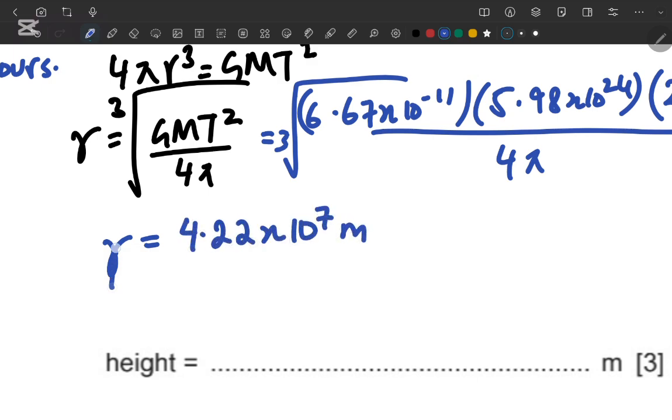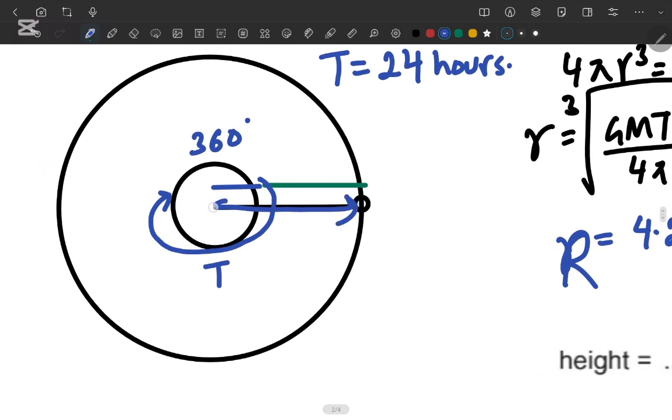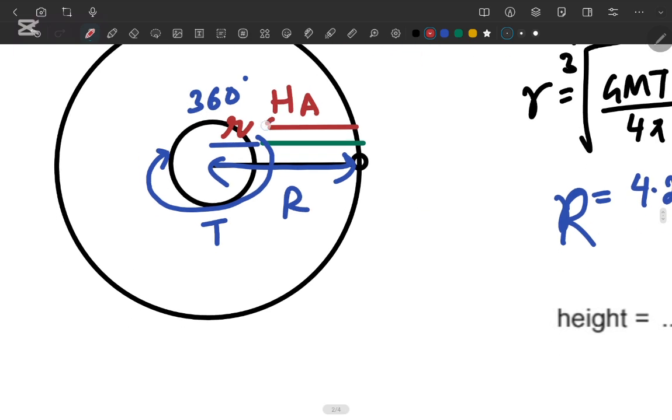Now this r, I'm going to write this as capital R. This r is this distance. And this is the radius of Earth, and this is the altitude. This is the altitude, let's call it HA. I want to find this HA, right? So I want to find this HA.